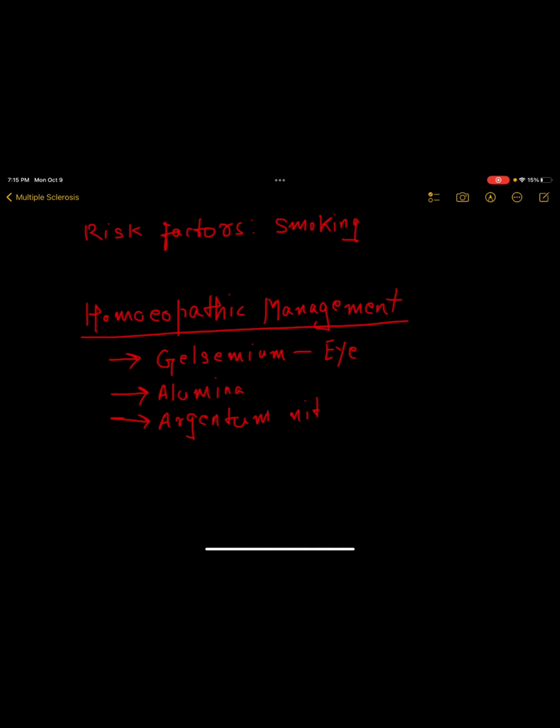For homeopathic management, we can prescribe the patient Gelsemium when the patient is having optic neuritis, Alumina for improper gait, and Argentum nitricum. I will request you one more thing: before taking this medicine you should consult your general physician. You should take these medicines under his guidance.